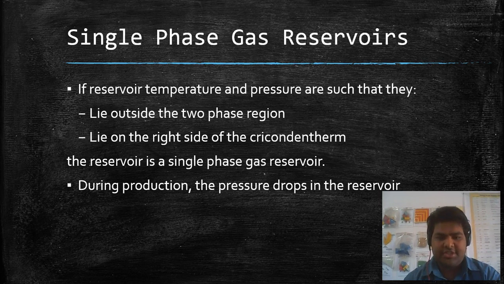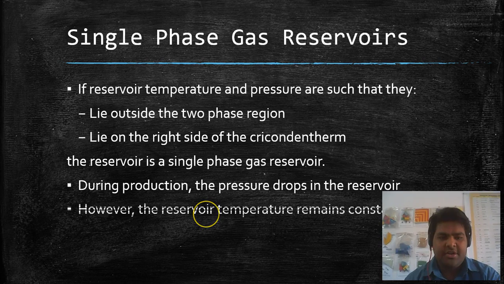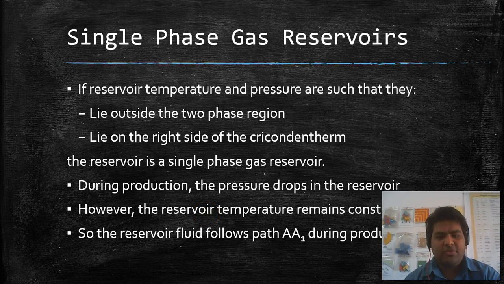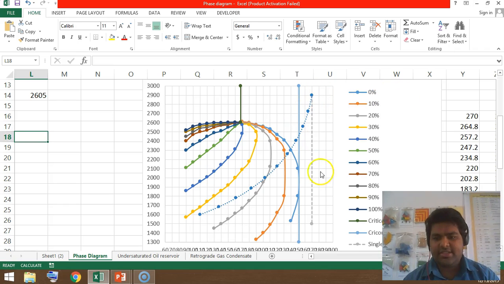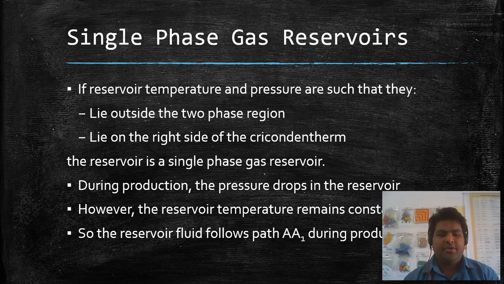During the production, the pressure drops in the reservoir. However, the reservoir temperature remains constant. So the reservoir fluid follows path A1 during production. That vertical line I showed in the phase diagram, I will show it again. This is the path A1. This is the path of the reservoir fluid, the fluid which remains in the reservoir.